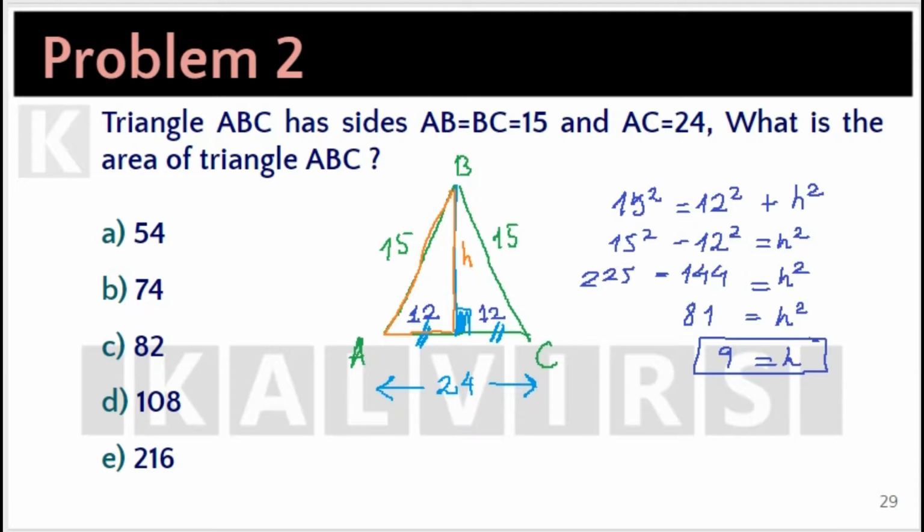Once we get the height, we can find the value of the area. The area of triangle ABC equals the height times the base over 2. We can cancel this one. Finally, the area of triangle ABC is 9 times 12, 108. Choice D is correct.